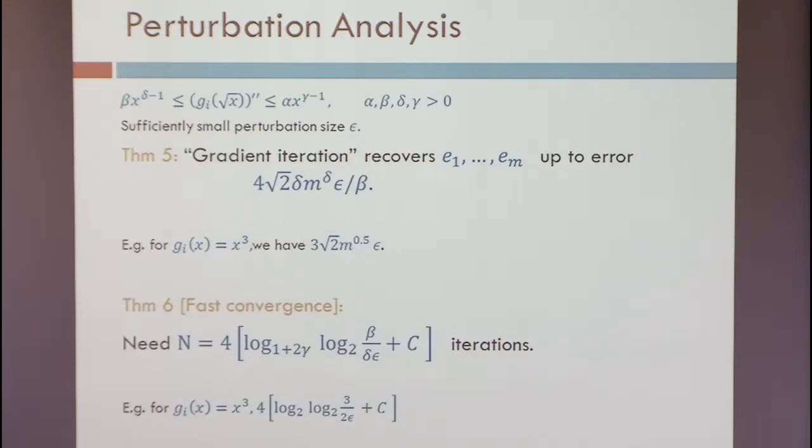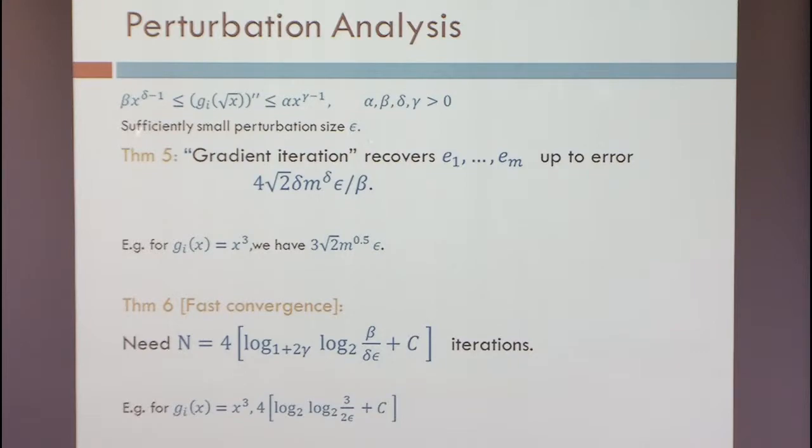Okay, well, so here is the kind of result we get. We show that gradient iteration recovers the vectors e1 to m up to error which, in the simplest case, depends on m and on this delta. But say if my gi is x cubed, it's just going to be m to the 1/2 times epsilon. So that's the kind of bound that you get. So that basically becomes this for the x cubed.